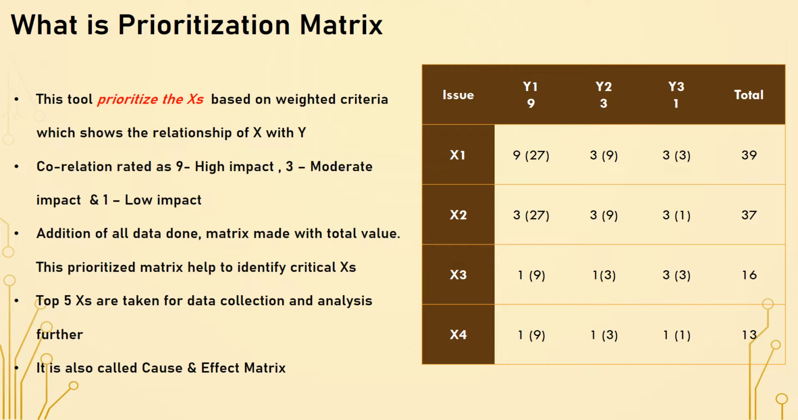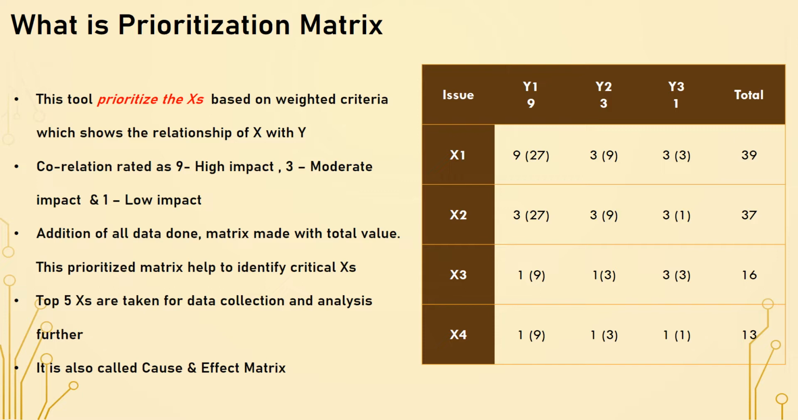So all that data is added, and you can see the matrix on the right side. Based on the total value, the prioritization is done. Critical x's come to the top and non-critical x's go to the bottom. Normally we take 5 or 6, in some cases 3, critical x's for further analysis. It varies case to case, based on the criticality of the project. It is also called the cause and effect matrix or prioritization matrix.